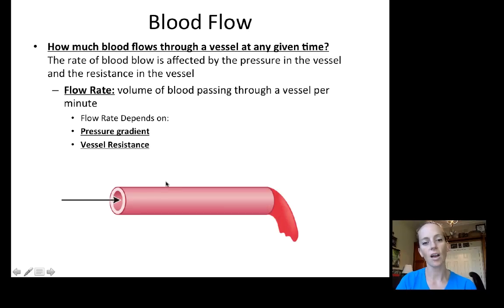So the first thing we need to talk about is blood flow. So the flow rate through a vessel is how much blood flows through a vessel at any given time. This is the volume of blood passing per minute, and it's going to depend on the pressure gradient in that particular vessel and the opposition to the flow, or the vessel resistance. So the blood's going to enter. There's going to be a pressure gradient that pushes it through the vessel. And then there's going to be some opposition based on how small the vessel is, other structural components of the vessel, which will get in the way of that flow.